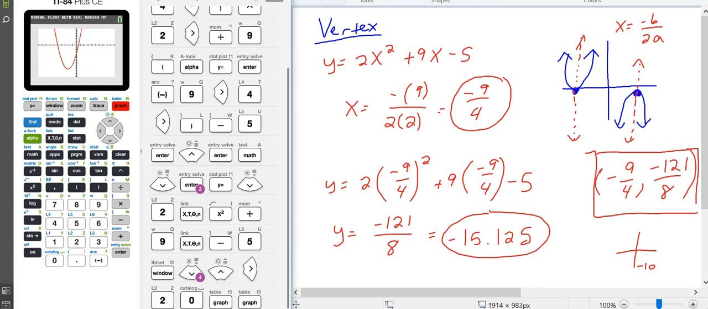Does it make sense for the vertex to be at -9 over 4? -9 over 4 is about -2.25. So that would be over here and going down, and -15.125 would be somewhere over here. So the intersection of the two green lines looks about right for where the vertex should be. Let's look at another example.